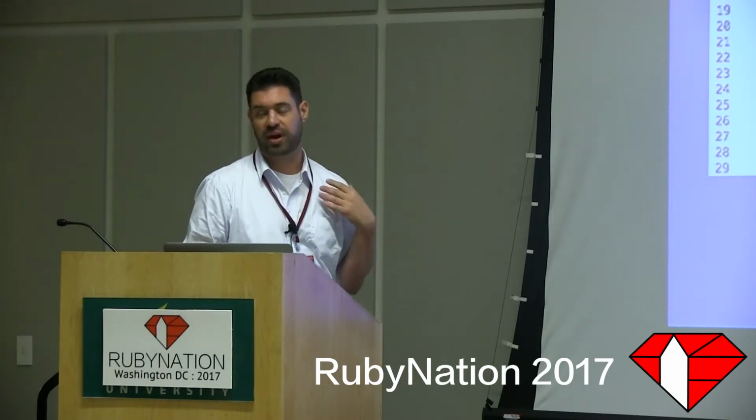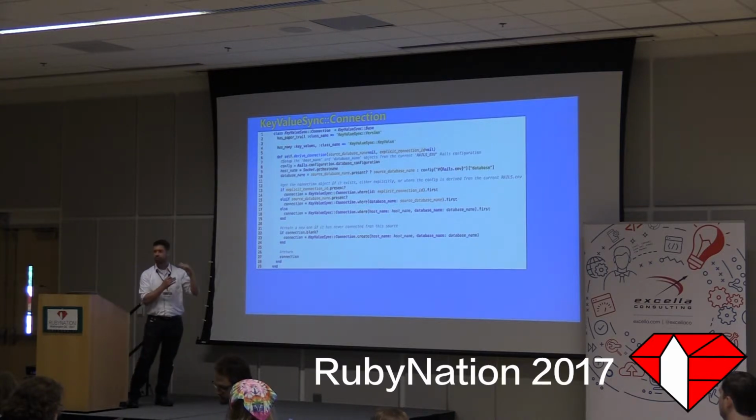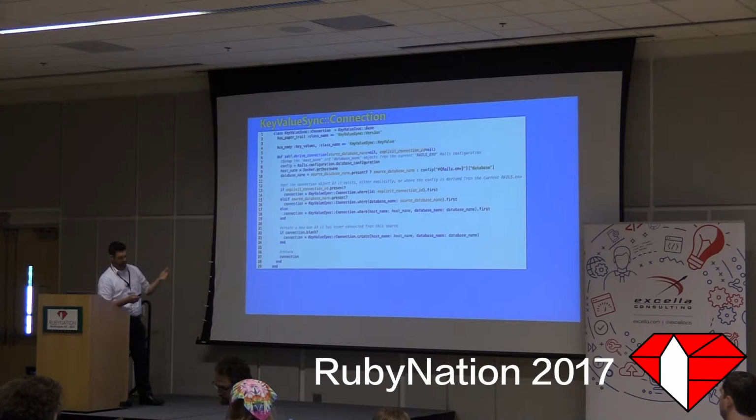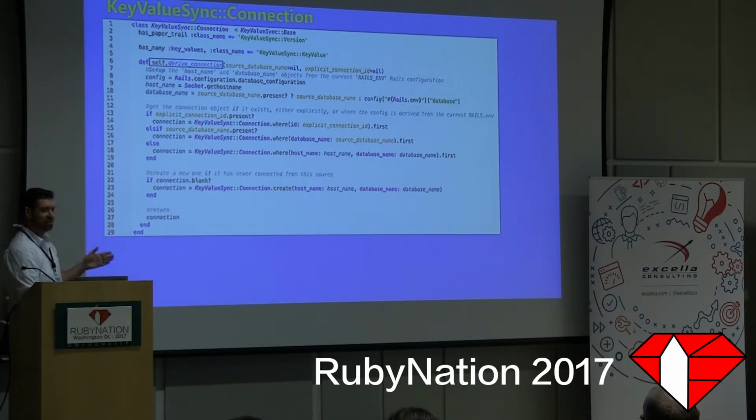So here's a look at basically the connection object. This is the model for that connection object that we just looked at a few slides ago, and it really doesn't have much. You can see that it inherits from KeyValueBase, and it has one method on it called derived_connection. If you give this no parameters and call this from the command line, it's going to connect with your existing Rails environment. It's going to create a connection in the KeyValueSync database with your instance.